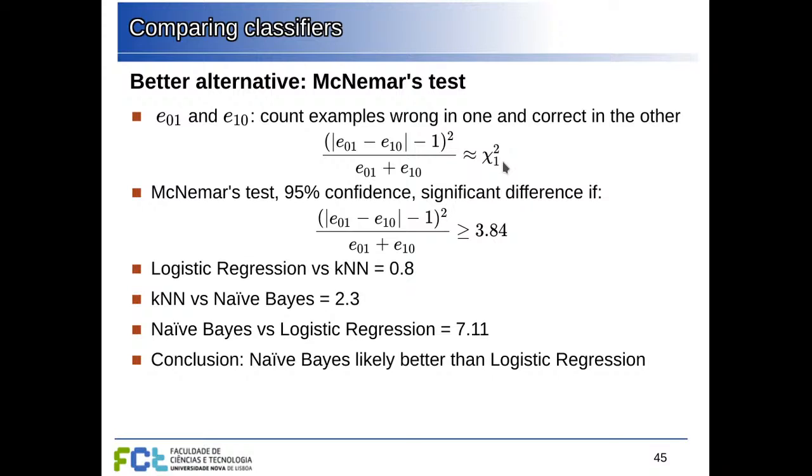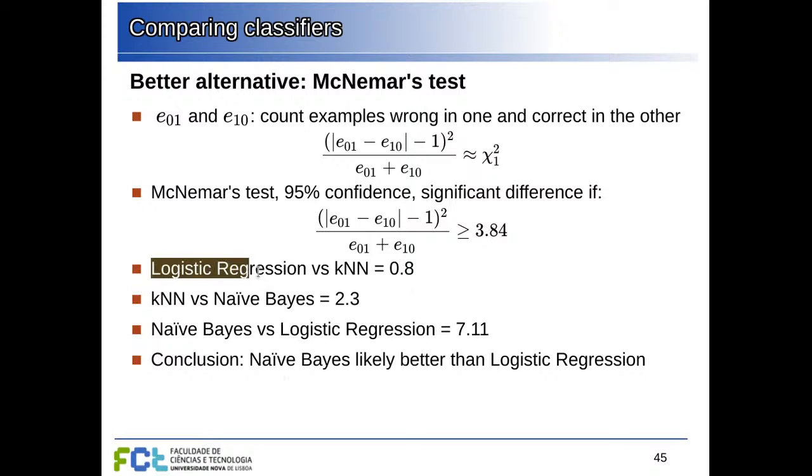So given this approximation, we can also look at the table and see what corresponds to a 95% confidence level. It's this 3.84. So if this fraction here is larger than 3.84, we can be 95% confident that the classifiers are different, because the probability of this happening by chance, if the classifiers behave in approximately the same way, is below 5%. So we can use this to compare pairs of classifiers.